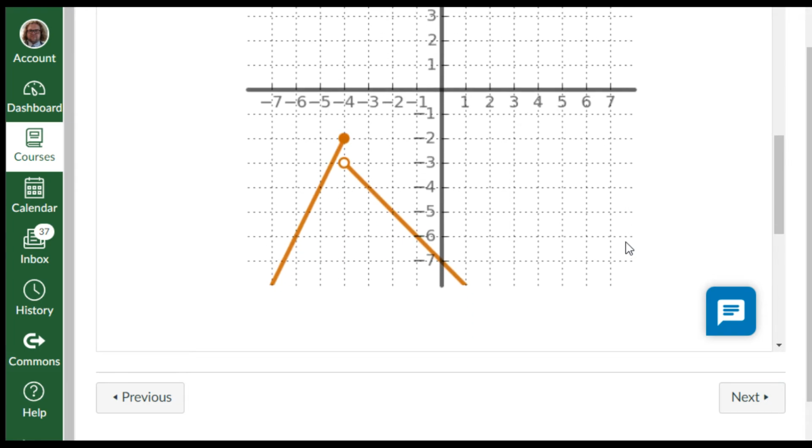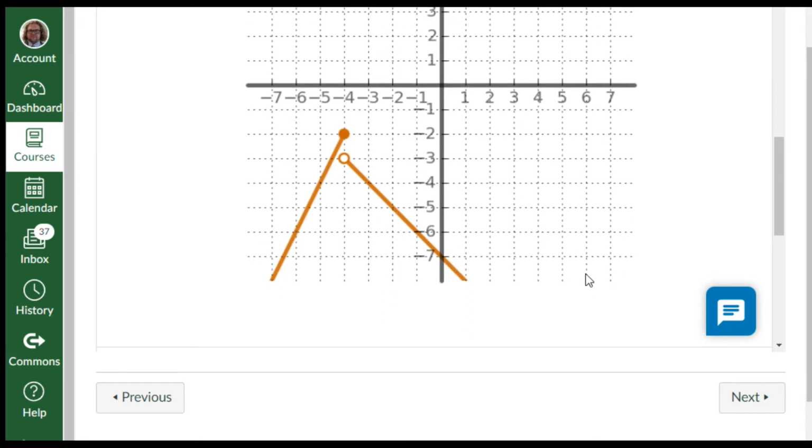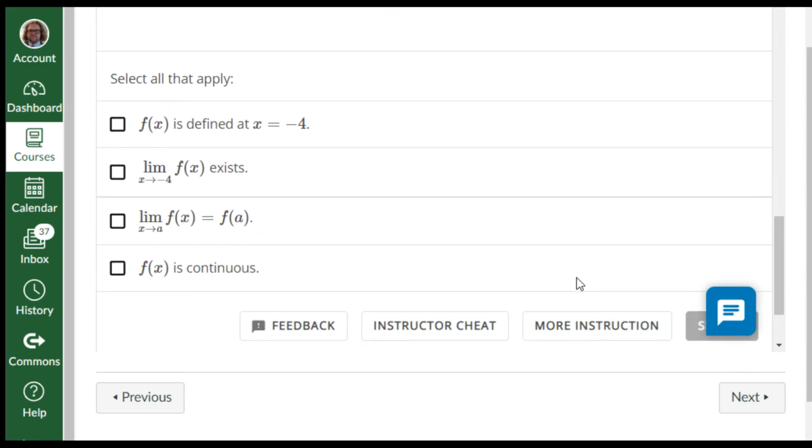Which of the statements are not true? Well, this is just the worst case you could have. There's a jump discontinuity. It is defined at -4, but the limit does not exist. This is false. This is false, and this is false.